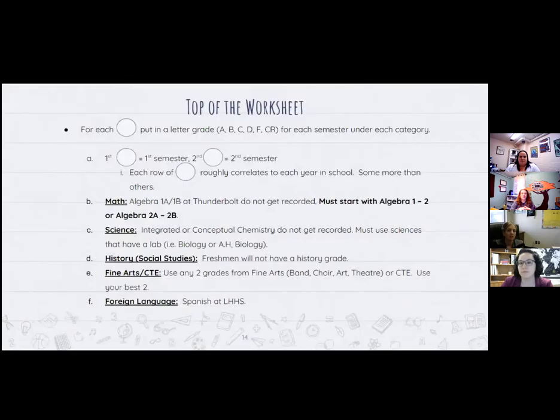So for each circle that's on the top of that worksheet, you're going to put a letter grade in for those. So for the first semester in each box, you're going to put your first grade. The second one is going to be your second grade. So across, like the first row could be your first year. Social studies is an exception with that, but everything else pretty much lines up. So what are you going to be looking for? You're going to be looking for your math grades.